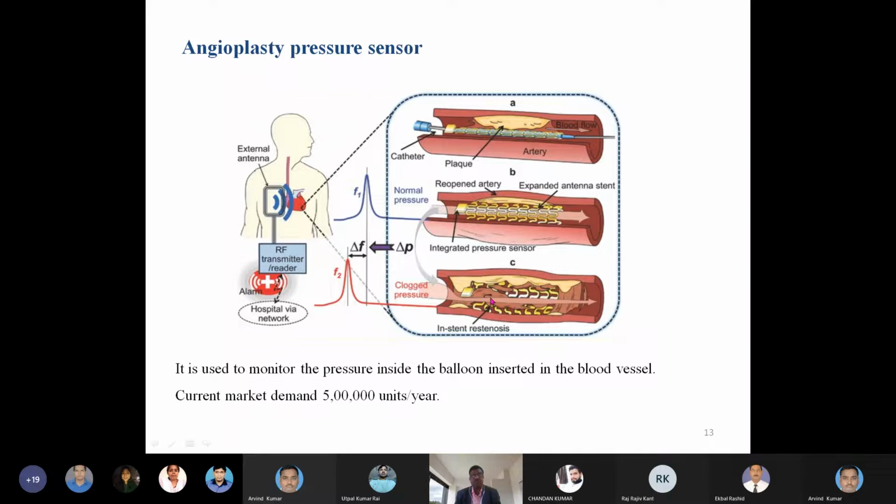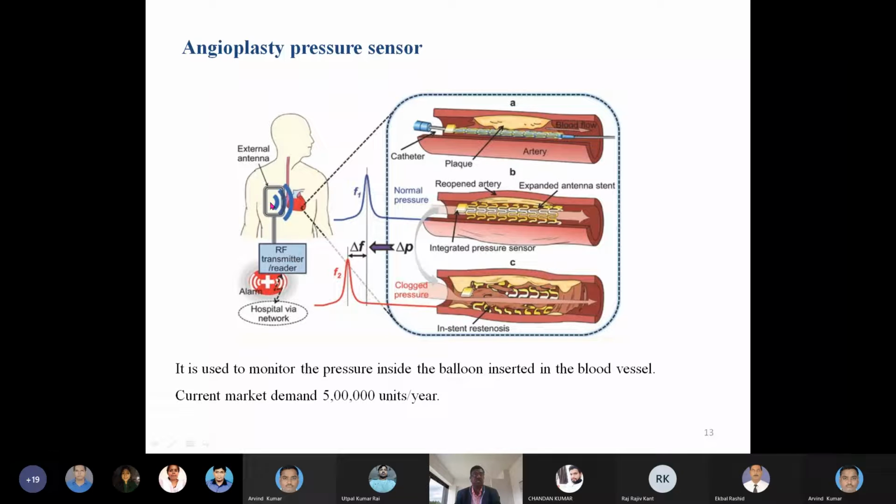a variation in the heartbeat. If it is normal, the heartbeat will peak at this point. When the heartbeat becomes preponed, the peak occurs sometime before that. So the variation in the pressure system is monitored by the pressure sensor, which informs the hospital through an RF transmitter reader.